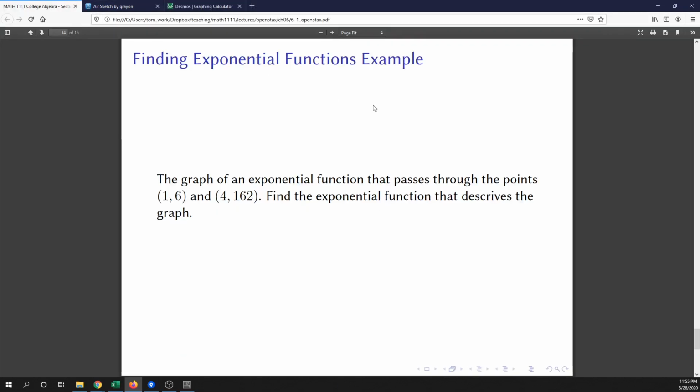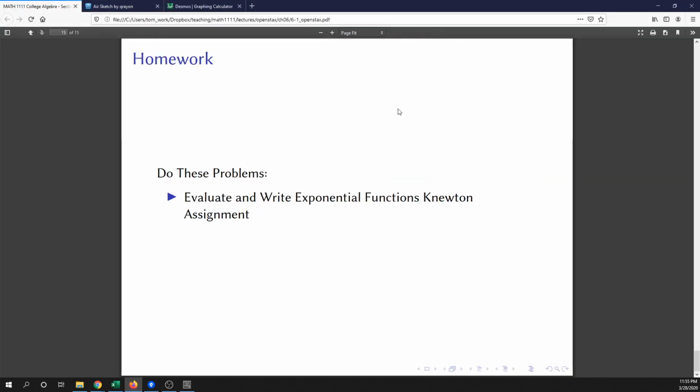All right, so that's the last example. After looking at this video and seeing how these problems go, you should be able to do this Newton assignment, evaluate and write exponential functions Newton assignment. All right, so that's it for this video.